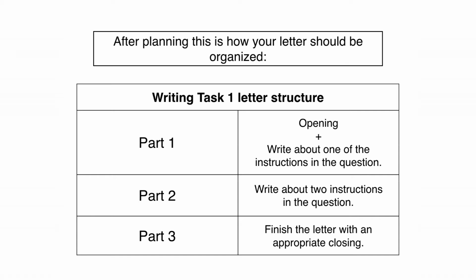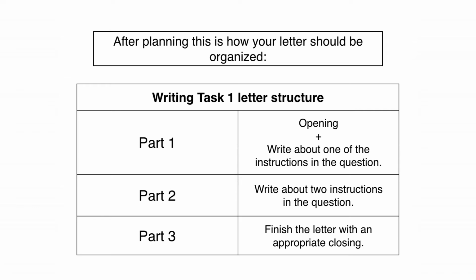So you always begin by clearly stating the reason why you're writing. After Dear sir or madam, you literally begin by saying, I'm writing this letter to apply for the job advertised. Then, in the same paragraph, you can answer one of the instructions in the question.